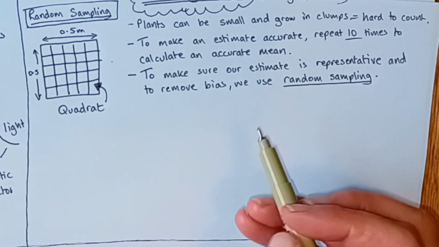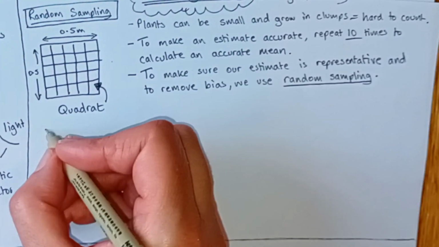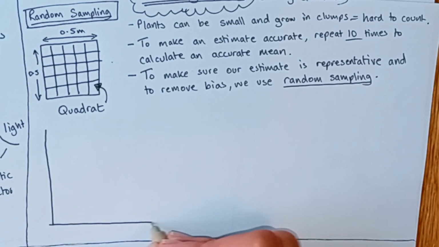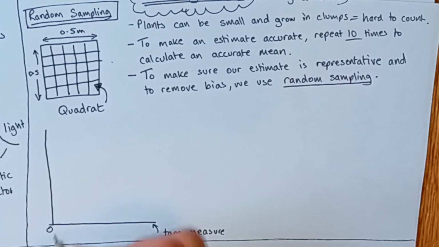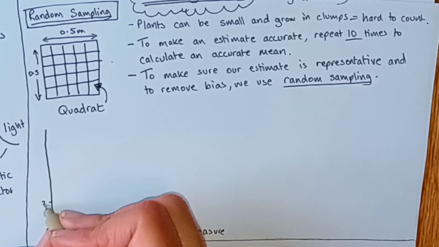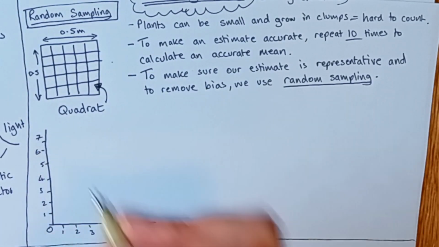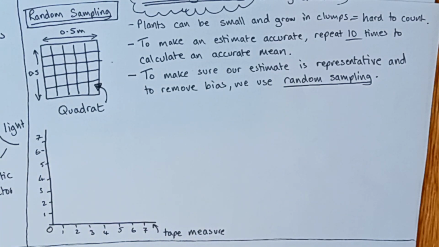Now we've said that we need to remove bias by putting it down randomly. So to choose where to put it down, we need to set out a grid on our sample area. And we do that by laying 2 tape measures. So if this is the 0 on the tape measure, that might be 1, 2, 3, 4, 5, 6, 7, all the way up to 20 metres, and the same on the y-axis. 1, 2, 3, 4, 5, 6, 7. So we lay out 2 tape measures.